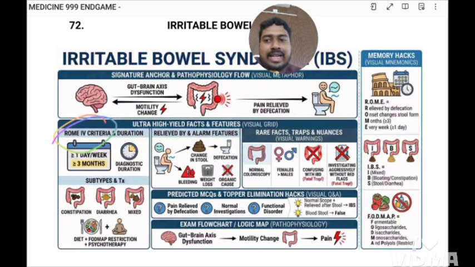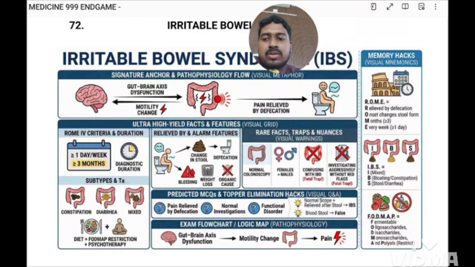So we use Rome 4 criteria, and in this symptoms should be present. What are the symptoms? It can be either constipation or it can be diarrhea or mixed. These are the most common symptoms. Okay. So either constipation or pain abdomen or diarrhea, these should be present for more than 1 day in a week, and it should be present for more than 3 months. So this is the diagnostic duration.